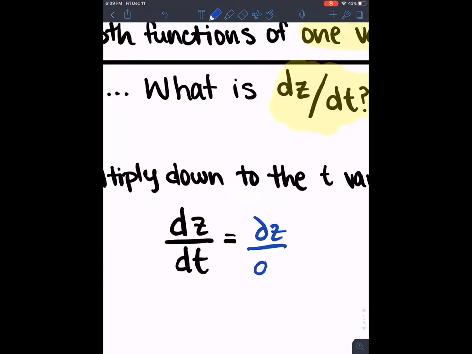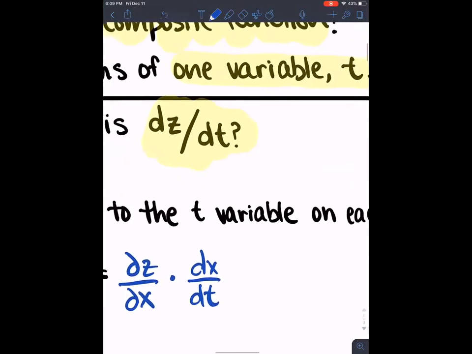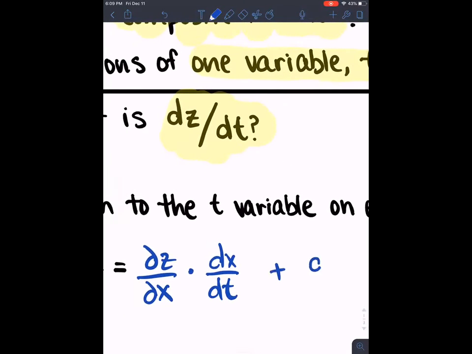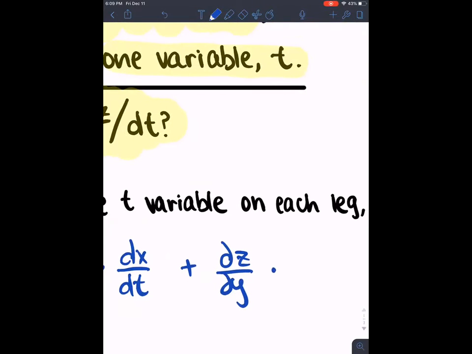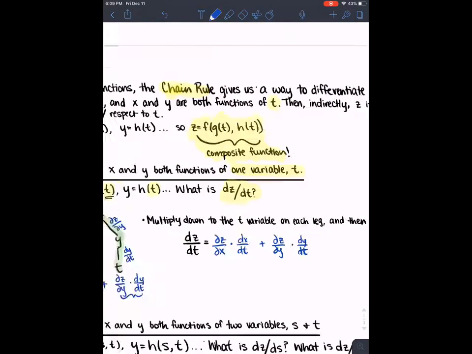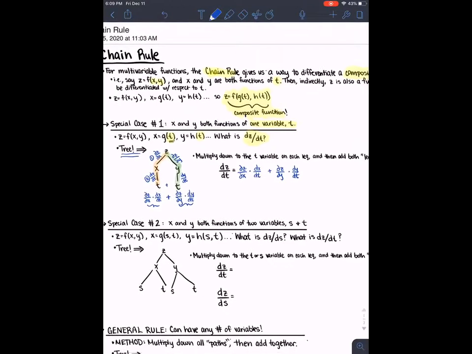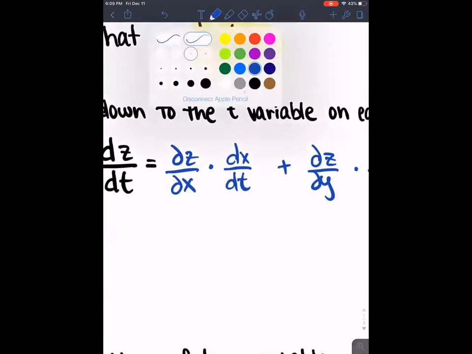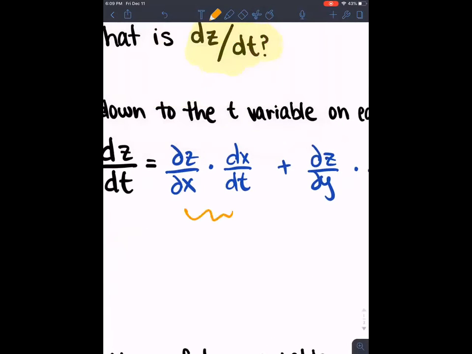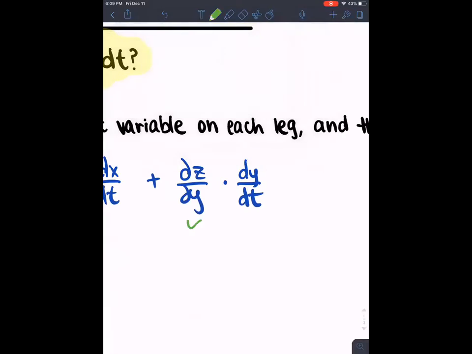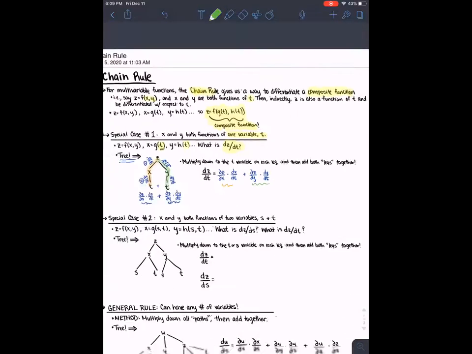Partial of z with respect to x times dx dt plus partial with respect to y times dy dt. It's pretty simple. You just have to multiply down each branch and then add them together. So we can even call this the orange branch, and this one the green branch, because we highlighted those in those colors.